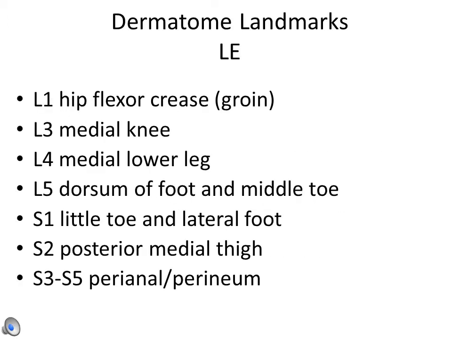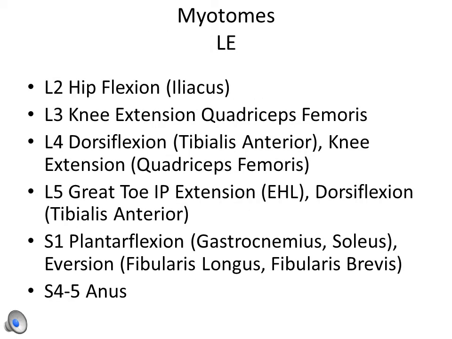This slide lists the dermatome landmarks of the lower extremity. You will find consistencies across dermatome maps and consistencies across myotome maps in your handout section of your lab manual. Remember the definition of a dermatome to be the area of the skin innervated by a single spinal segment. This slide has a list of the myotomes of the lower extremity. Remember the definition of a myotome to be a group of muscles innervated by a single spinal segment.